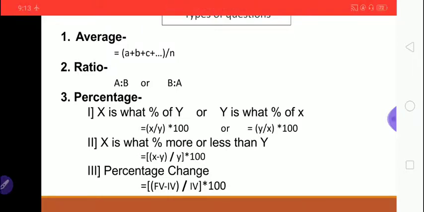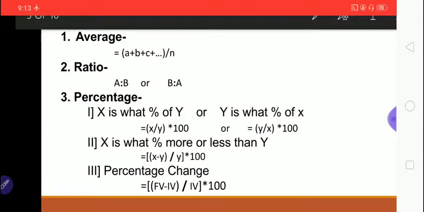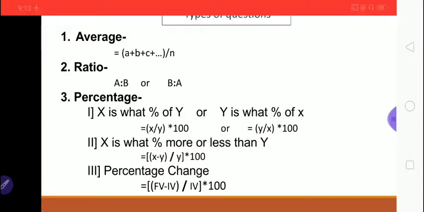And last is percentage change. So they may ask to calculate the percentage change also. That can be found by one formula, that is final value minus initial value divided by initial value. FV is nothing but the final value, IV is the initial value. Therefore, (final value minus initial value) divided by initial value into 100, you will get the percentage change.